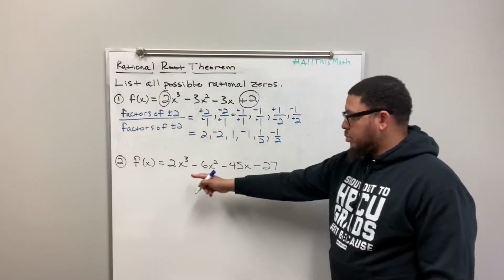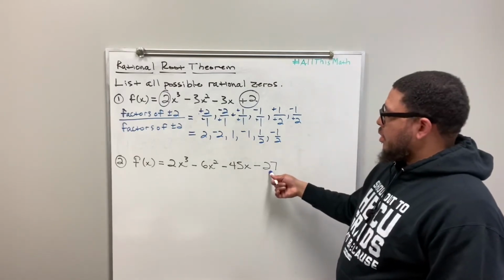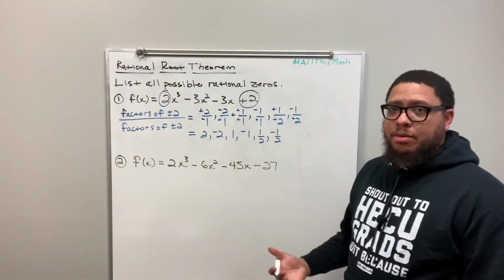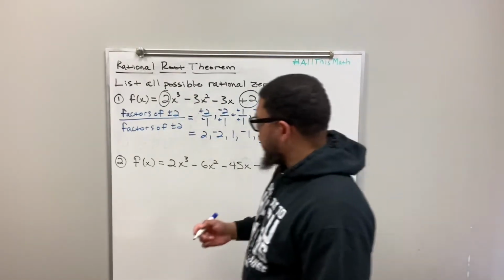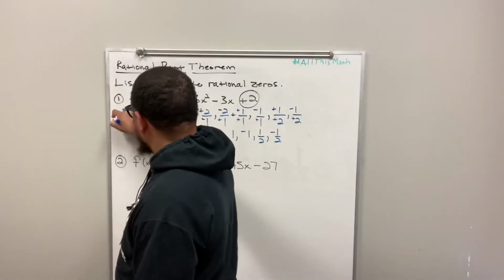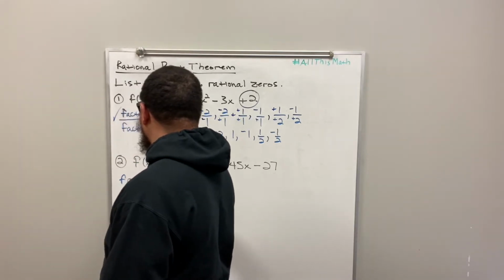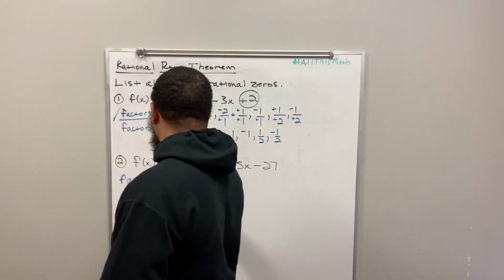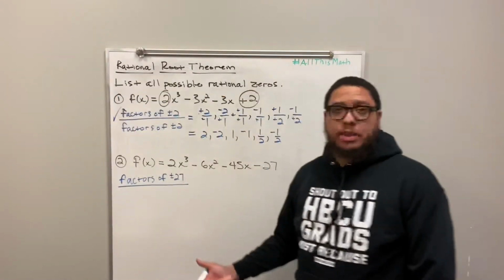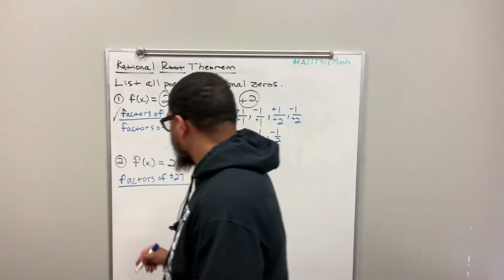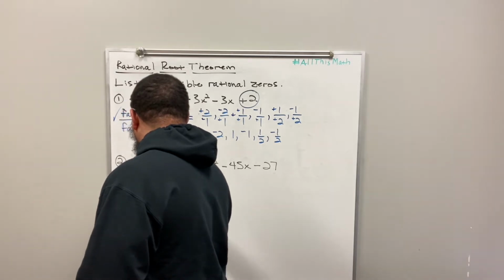Now for number 2, we're going to have more choices. And how do I know that? Because 27 or negative 27 is a composite number, unlike 2, which is prime. So we got a lot more choices. So again, we're going to do the same thing we did right here, right? We're going to say the factors of positive or negative 27 divided by the factors of positive or negative 2.